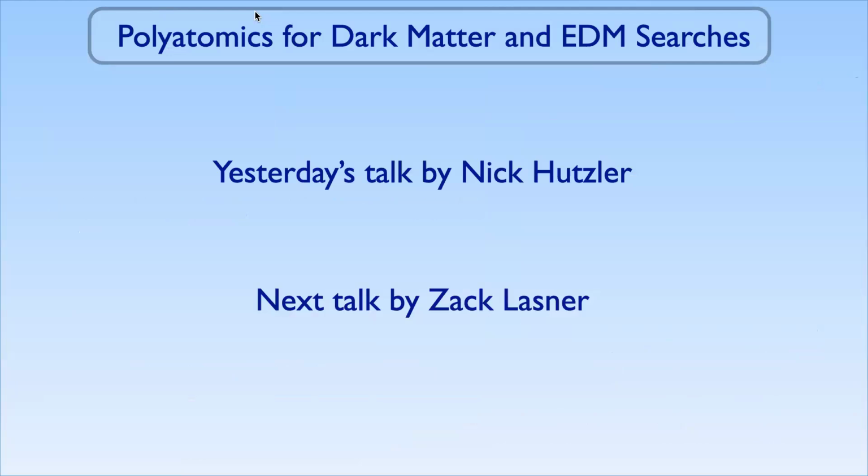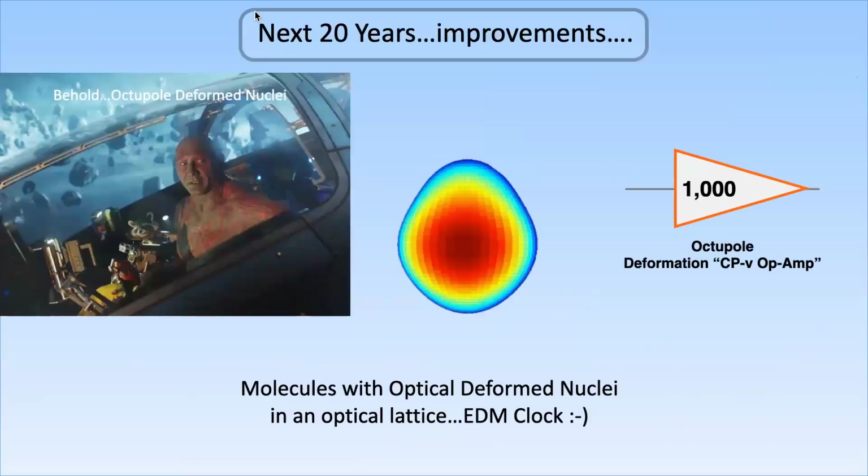So we can use polyatomics for dark matter and EDM searches. Yesterday's talk was by Nick. The next talk is by Zach, and I hope I didn't forget anyone. Maybe there are some other talks. I don't think so. As you heard, what's the next 20 years of improvements? We really have this new op-amp. I feel like Hans Dehmelt. I'm going to put everything in terms of an LRC circuit. So we have an op-amp, a multiplier. Remember, I said that you can put in the intrinsic sensitivity to CP violation, and these octupole deformed nuclei have this higher intrinsic sensitivity to CP-violating physics.